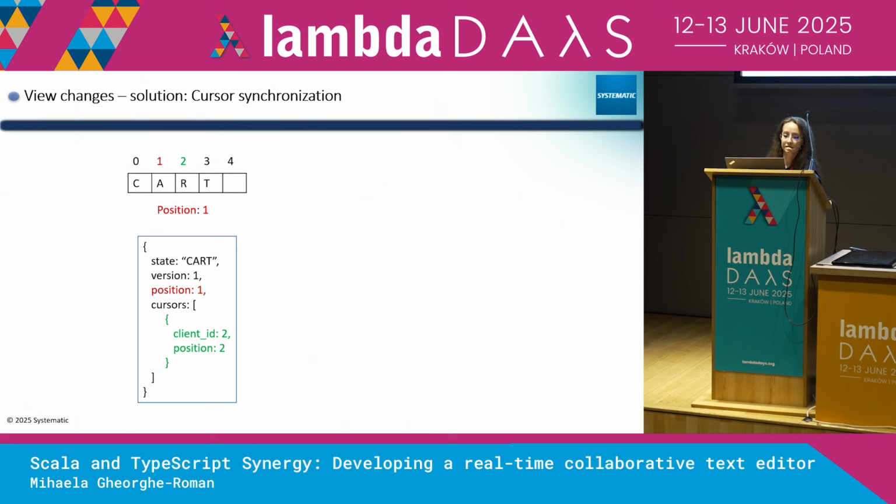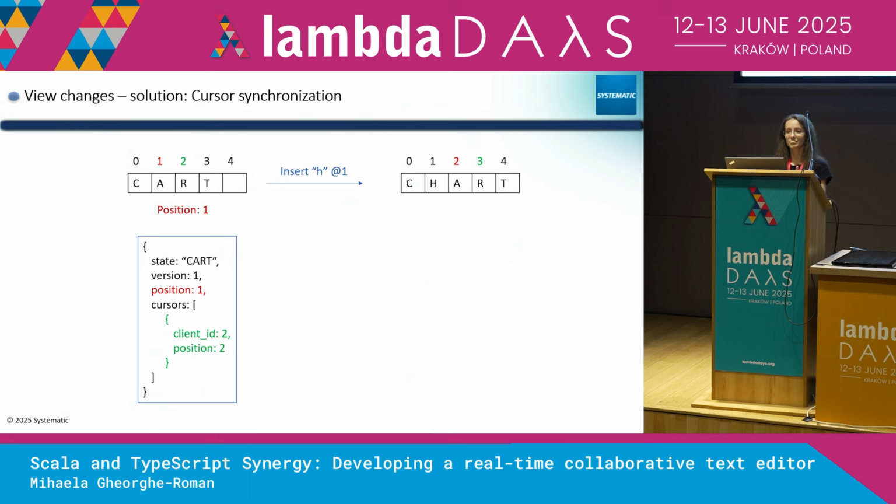First one with red is right before the character A, so on position 1. The second user is with green and is in between A and R with the cursor, so at position 2 at this moment. And this is highlighted in the object. So at this moment, we started to extend the objects that we are sending via the notification mechanism to include this sort of information.